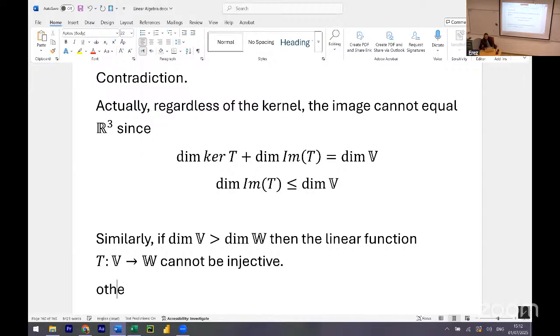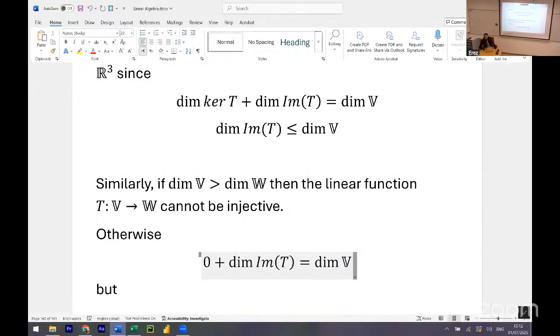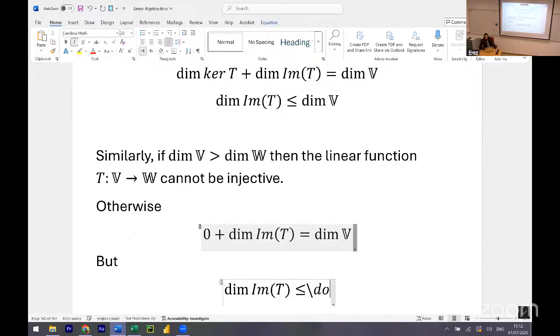Because otherwise, 0 plus the dimension of the image ought to be the dimension of the domain, which is strictly larger than the dimension of the image, because the dimension of the image is smaller or equal to the dimension of the range, which is strictly smaller than the dimension of the domain.